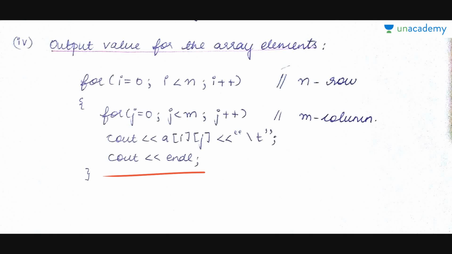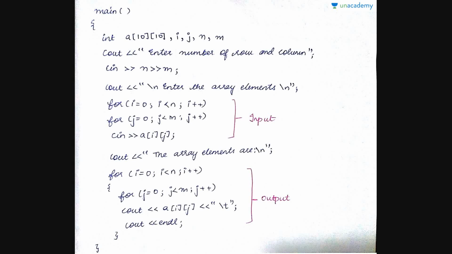Let us see an example to understand it better. In this example, we are first asking the user to enter the number of rows and columns, where A of 10 10 is the array, and the values are stored in n and m, similar to the previous example. And then first you enter the array elements. Like here it is i equals 0 to n, i plus plus. This is the input part, you know how the input is happening.